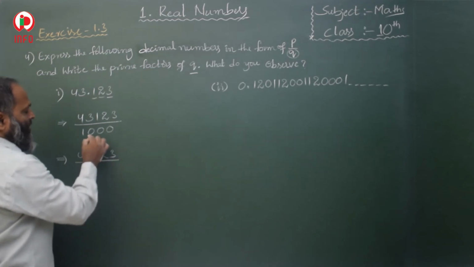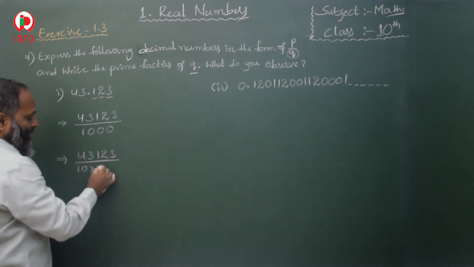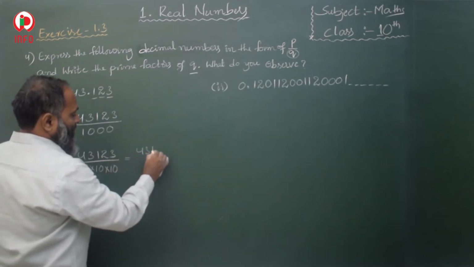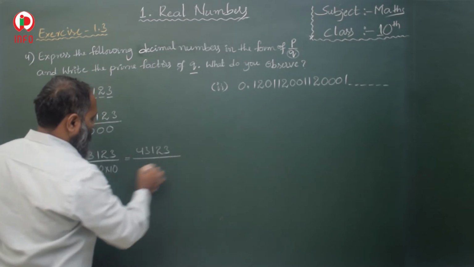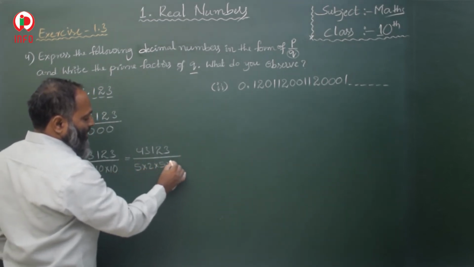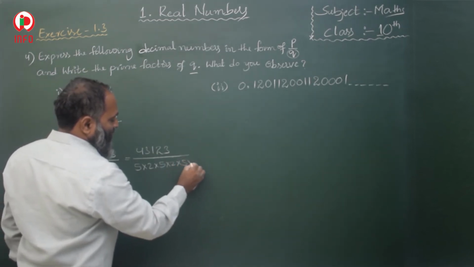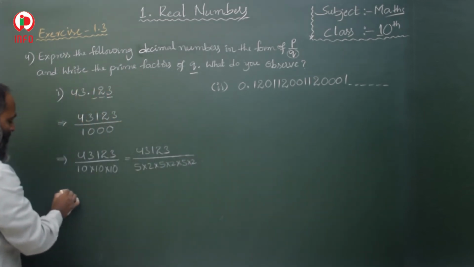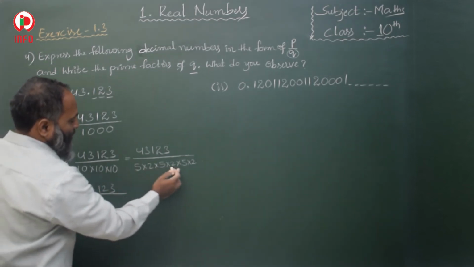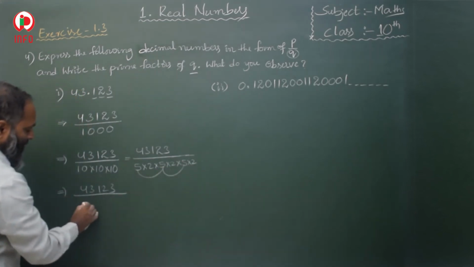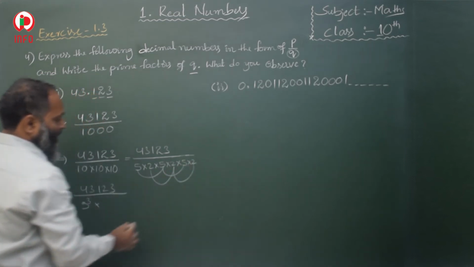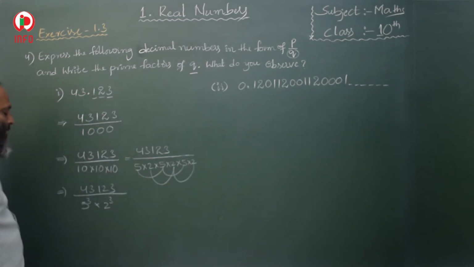43,123 divided by, that is 10 tens are 100, 100 tens are 1000. So 43,123 divided by 10 means 5 twos are. Again one more 10 means 5 twos are. Again one more 10 means 5 twos are. Then how many 5s we have? 1, 2, 3. This is 5 cube. How many 2s we have? 1, 2, 3. That is 2 cube. 5 cube and 2 cube.